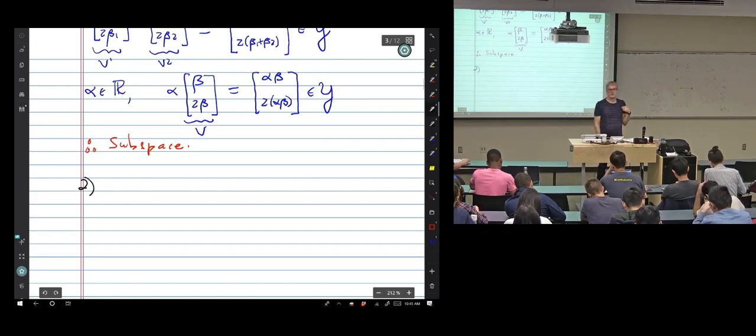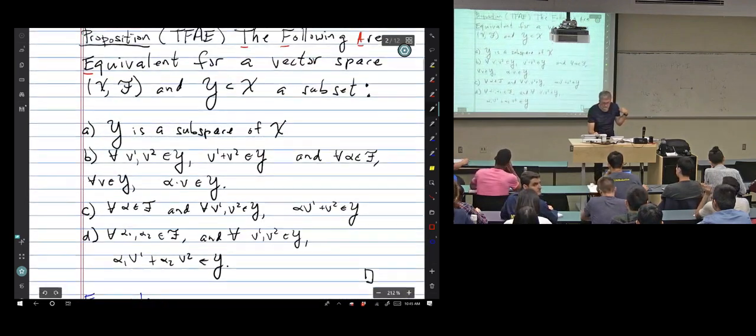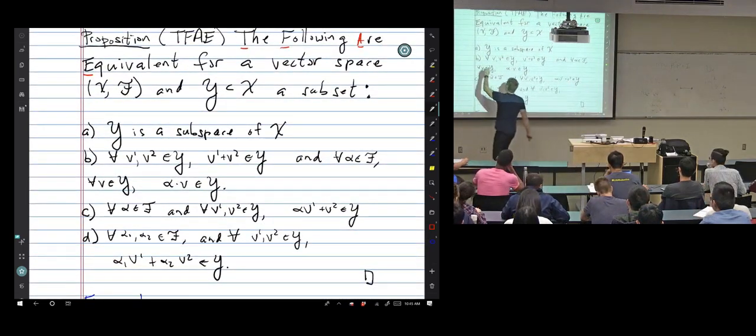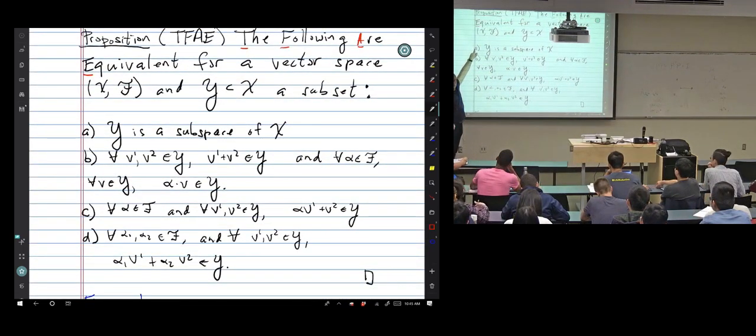Too simple? Yeah, so here you can do A, check all 10 axioms, your choice. Probably not the one you do. Here, you can do this one. So then you do vector addition and scalar times vector multiplication.